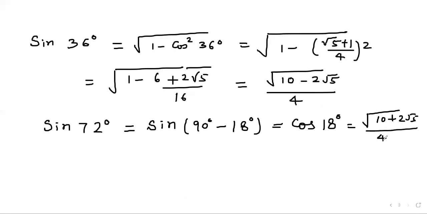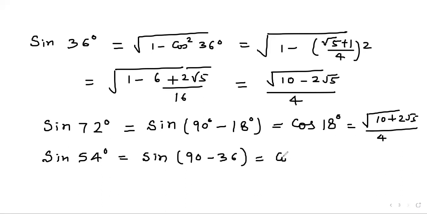Now, sine 54 degree is equal to sine 90 minus 36, which is cos 36 degree. And we have got the value of cos 36 as root 5 plus 1 divided by 4.